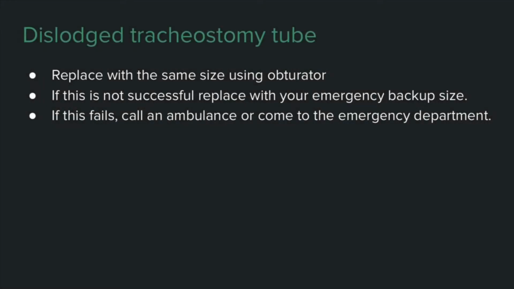If your tracheostomy tube becomes dislodged, replace it with the same size using the obturator to help. If this does not work, use your smaller emergency backup tube. Lubrication can help as well. If this does not work, please call an ambulance or come to the emergency department. If this happens within 7 days of your tracheostomy tube being performed, come to the emergency department regardless.